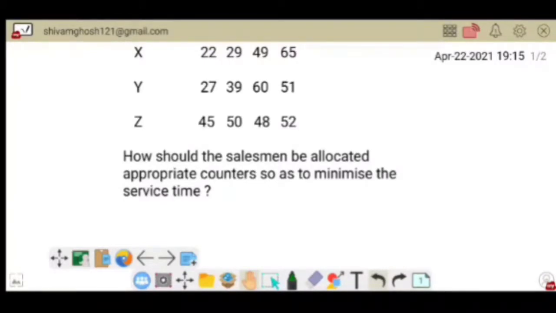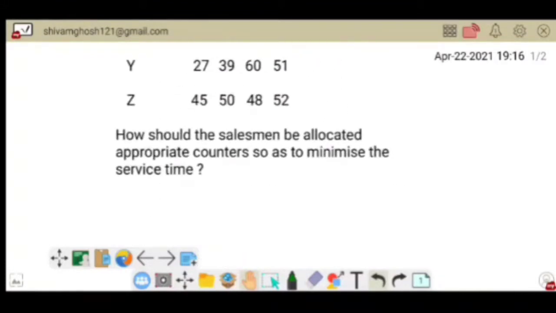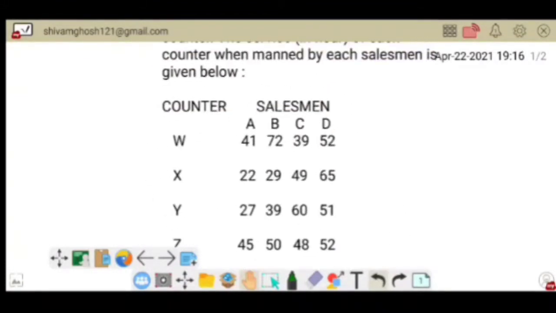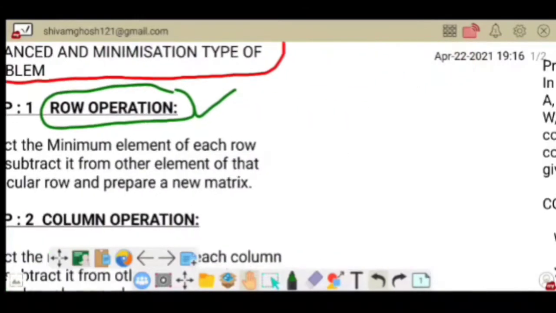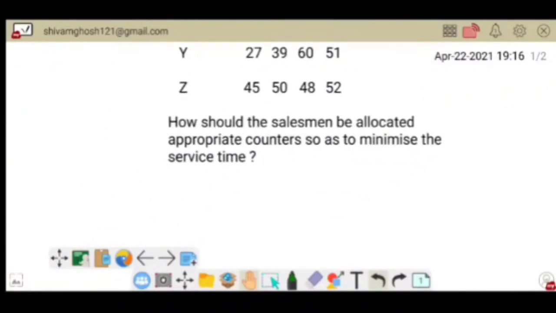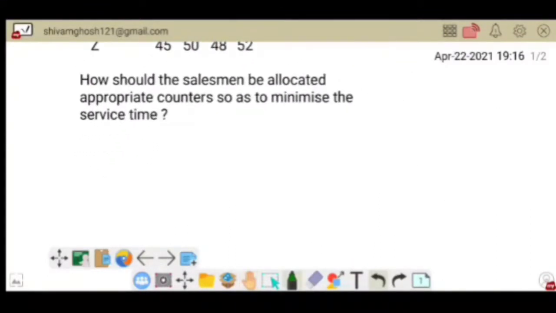And here we can see there are 4 rows, W, X, Y, Z, and 4 columns, A, B, C and D. So it is a balanced problem, and the question mentions that this is a minimization type of problem. At first we will solve step number 1. We have to write down the question first, then we will solve it. Okay, so let's do that problem.